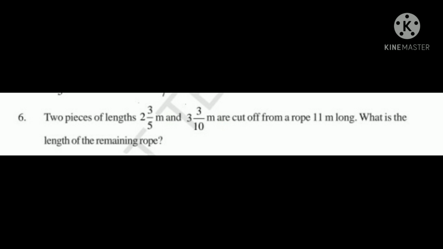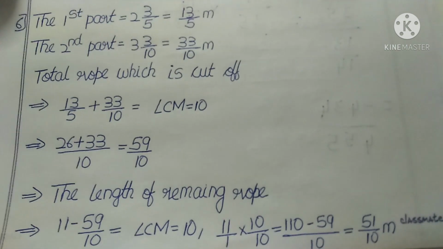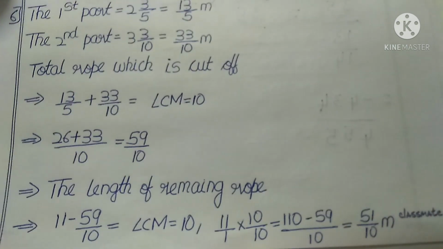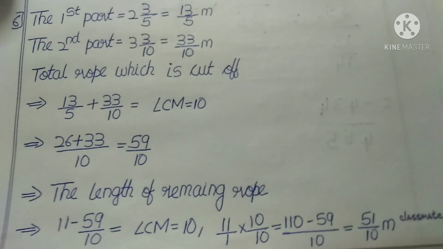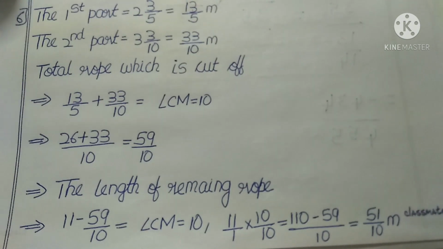Now let us see the sixth question. In the sixth question they ask: two pieces of the lengths 2 into 3 by 5 m and 3 into 3 by 10 m are cut off from a rope 11 meters long. What is the length of the remaining rope? Now let us solve the sixth question. So the first part, that is equals to 2 into 3 by 5. By calculating this we get 13 by 5. How? 5 2s are 10, 10 plus 3 13, so 13 by 5.